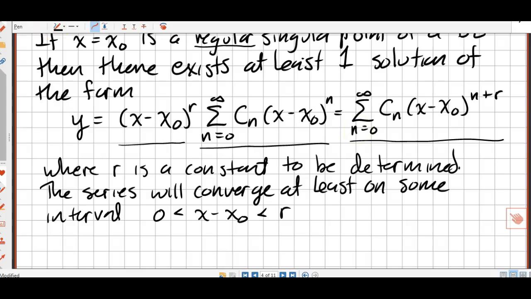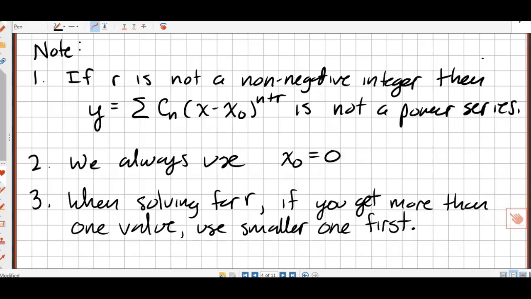Okay, so there's a couple of things I want to point out before we move on and actually look at some examples. Okay, so first off, if r is not a non-negative integer, all right, so maybe it's a fraction or maybe it's a negative number, then this solution y equals the summation of c sub n times the quantity x minus x sub 0 to the power n plus r is not going to be a power series. So if r is like negative 8, then we're not necessarily getting a power series because we're going to have x to the negative 1 and x to the negative 2. So we're going to get other terms in there that don't fall under the power series definition.